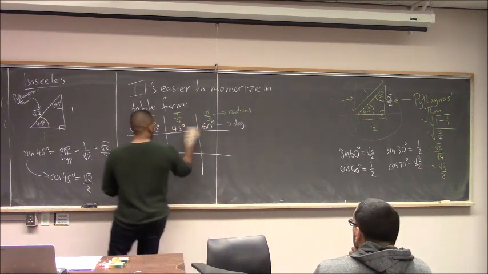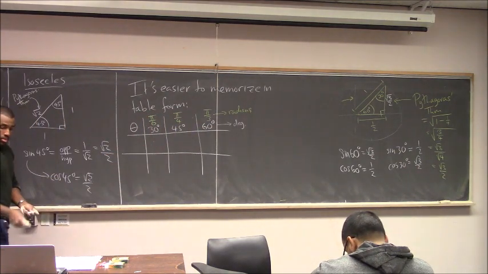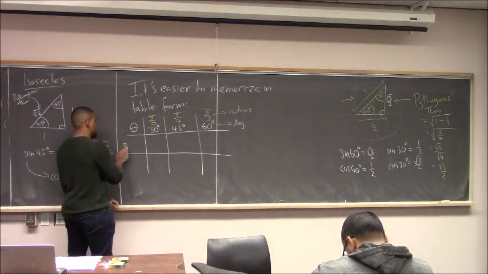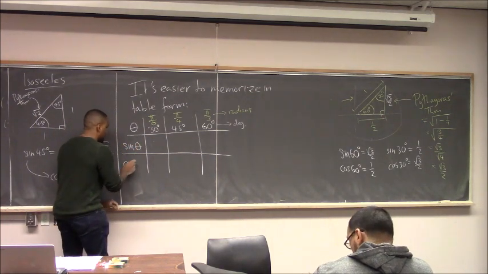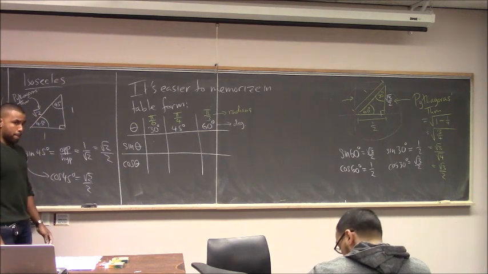Right? But you can set it up with 30, 45, 60. These are the guys we just figured out. Now you can talk about the sine of these angles and the cosine of these angles. Okay. So pay attention. Here's how you set up the table.